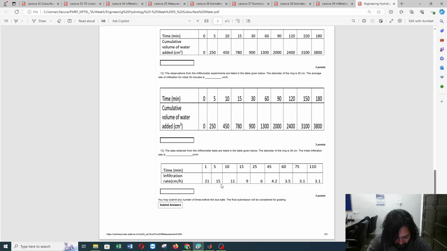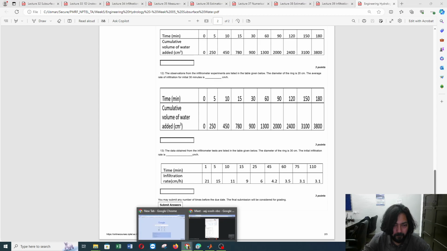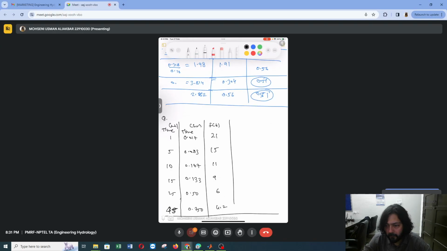We are converting into hours, and we are getting 0.07, 0.083, 0.167, 0.133, 0.50 and 0.750. Then they have given us the infiltration rate, that is small f of t. They have given us values of 21, 15, 11, 9, 6 and 4.2. So these values they have given us.